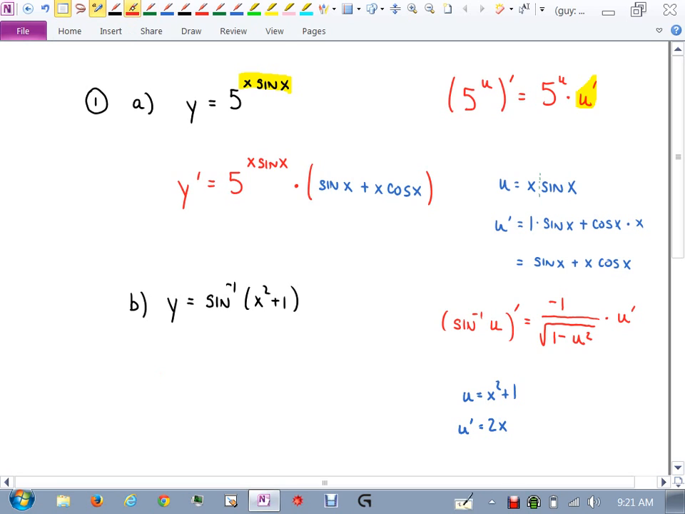So let's write this answer up. The derivative here would be -1 over the square root of, now be careful here, what is this going to be? 1 minus what? X squared plus 1, quantity squared. See, because our u is actually x squared plus 1. So that's what goes into the formula. And then next to it, times the derivative of u, which we said was 2x.